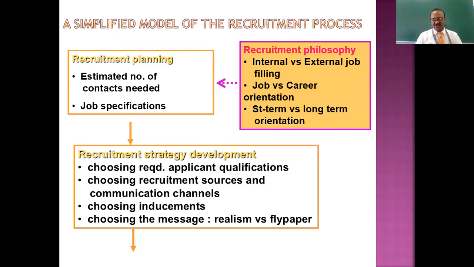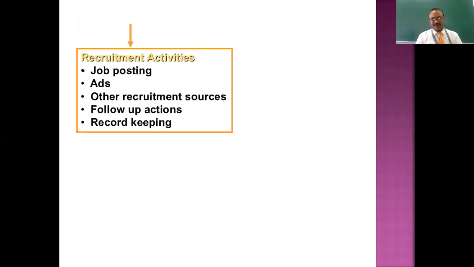Okay, so that's the recruitment strategy. Third is, once your planning and your strategy has been developed, then you're going to go ahead and do the activities, which is job posting, putting up advertisements, talking to placement coordinators, talking to consultants, sending an email, and checking up with all the recruitment sources, giving them all the information. Now you're practically implementing it so that you're able to get the right candidate for the right job.